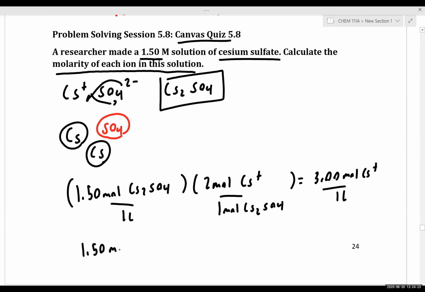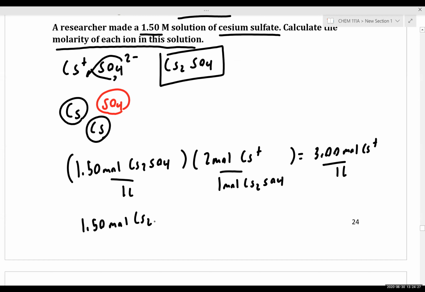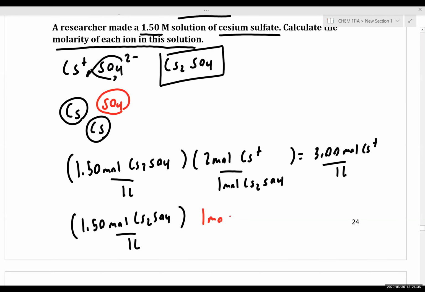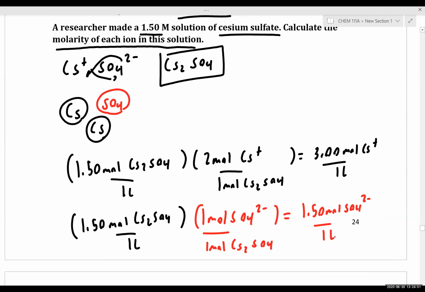We also know that when we have 1.50 moles of cesium sulfate per liter, that in terms of the moles of sulfate, we have 1 mole of sulfate per every 1 mole of cesium sulfate. And that in turn gives us a molarity of 1.50 moles of sulfate per 1 liter.